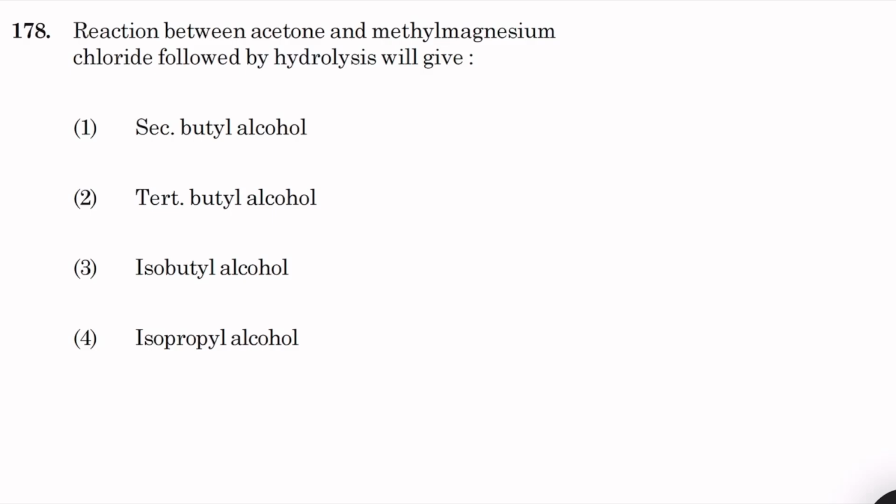What will the reaction between acetone and methyl magnesium chloride, followed by hydrolysis, give? Acetone is a ketone, H3C, C double bond O, CH3. Methyl magnesium chloride is the Grignard reagent that we add first.